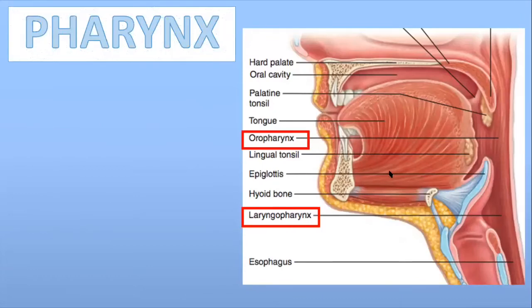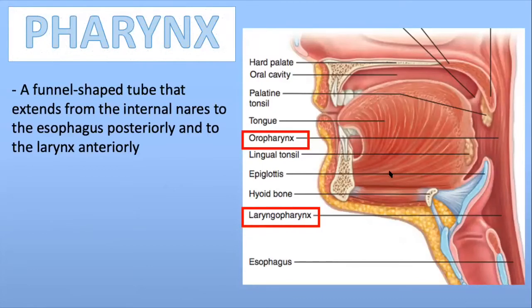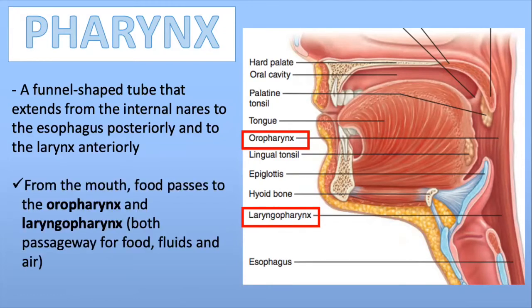Let's proceed with the pharynx. So what is a pharynx? A pharynx is a funnel-shaped tube that extends from the internal nares to the esophagus posteriorly and to the larynx anteriorly. Pharynx actually is composed of three types. We have the nasopharynx, the oropharynx, and we also have the laryngopharynx. But for the digestive system, ang magagamit lang for digestive system is the oropharynx and the laryngopharynx because of course the nasopharynx is for the respiratory system.